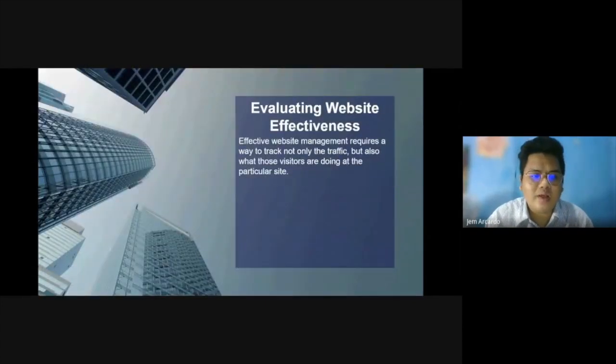Next topic would be evaluating a website's effectiveness. Effective website management requires a way to track not only the traffic but also what those visitors are doing at the particular site.